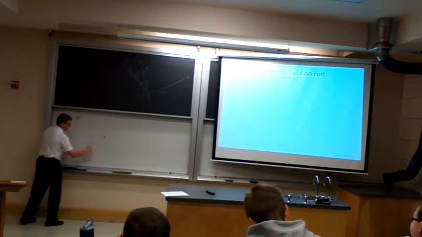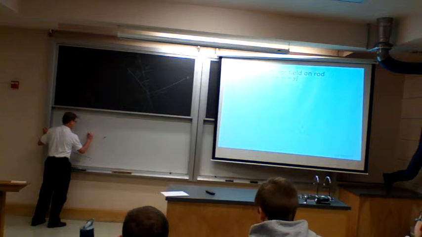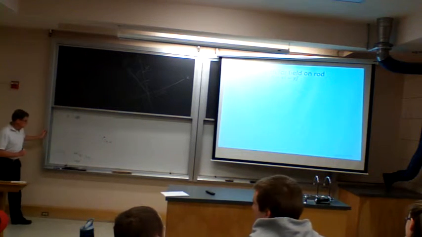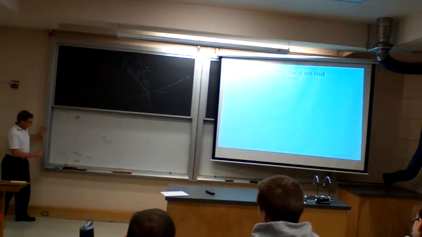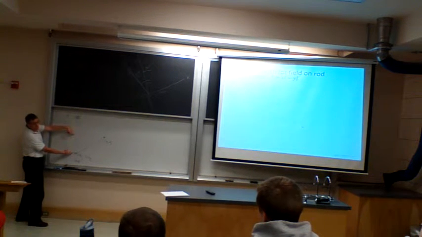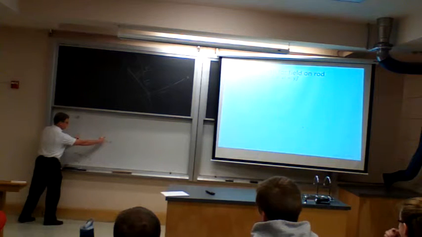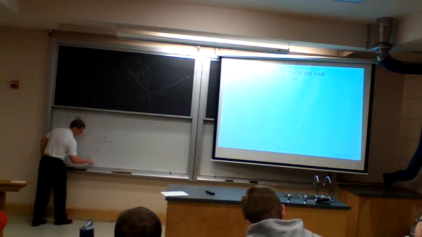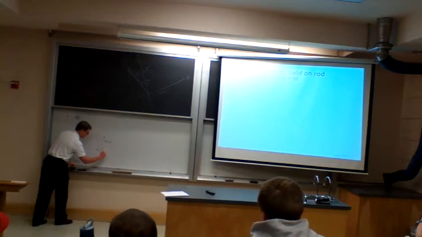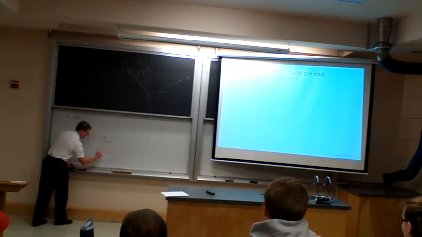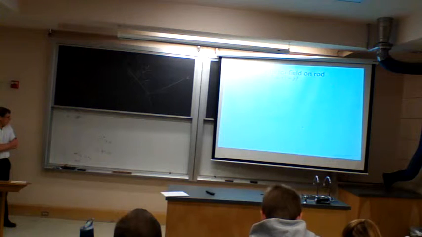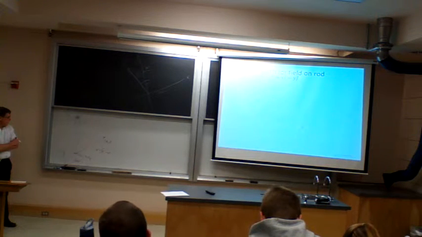What is this distance r? Let's call this x. What's this length here? Y. What's this length here? X. So R is equal to the square root of x squared plus y squared. What direction is R hat?